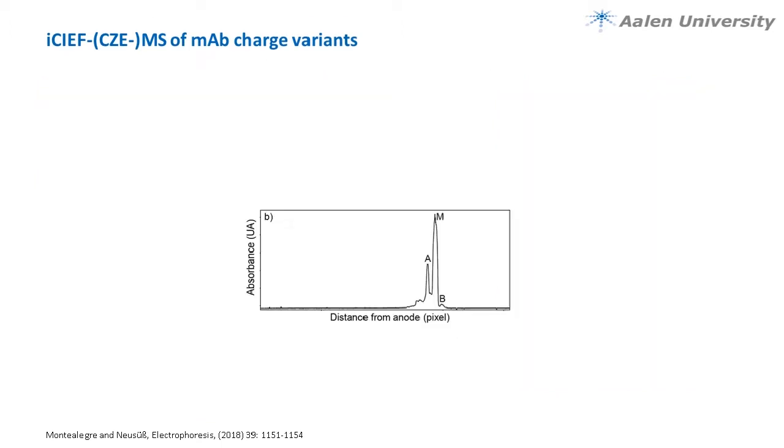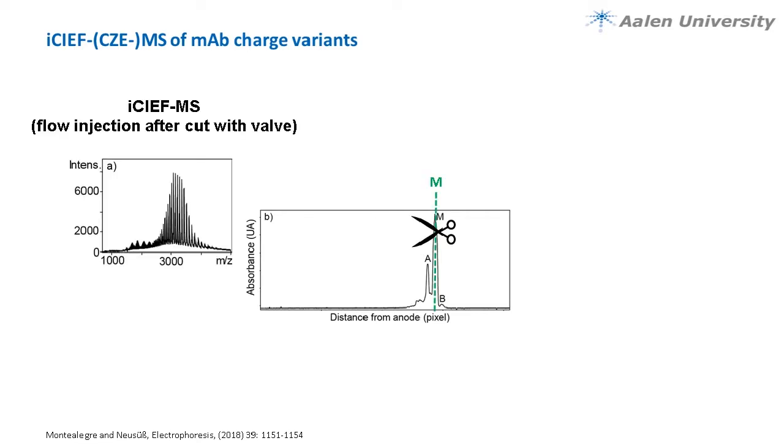So in the next slide, in the middle, you see the profile you get from trastuzumab with a small basic variant, the main compound, of course, and then acidic variants, as you have seen in the previous presentation already. Now cutting out the main peak, using on one hand the direct infusion valve, you see the spectrum on the left-hand side. That's the antibody charge distribution you obtain.